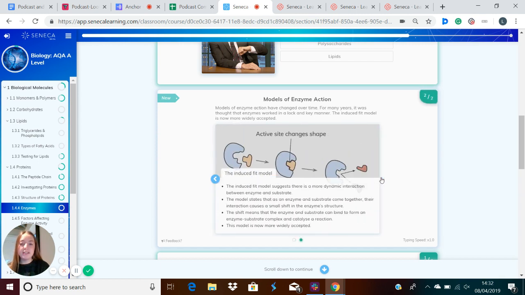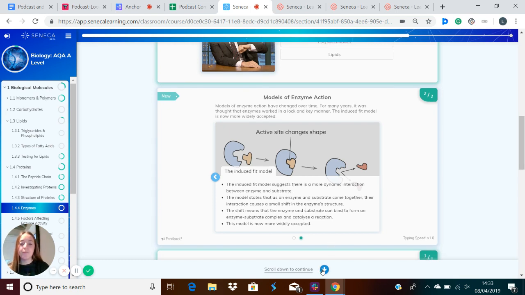The other model is the induced fit model. This suggests there's a more dynamic interaction between the enzyme and the substrate. The model states that as an enzyme and substrate come together, the interaction causes a small shift in the enzyme structure. The shift means that the enzyme and substrate can bind to form an enzyme-substrate complex and catalyze a reaction. And this model is more widely accepted now.